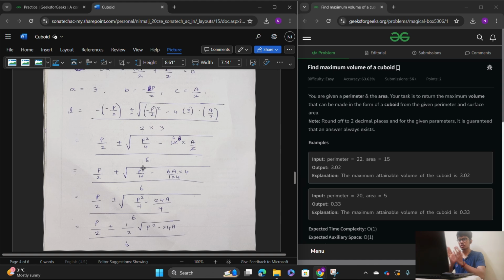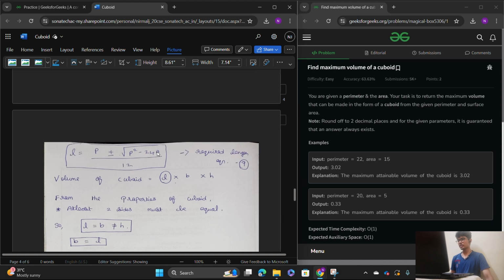Most importantly, this plus or minus is going to tell you whether the volume is going to be maximum or minimum. When I put plus, is my volume maximum, or when I put minus, is my volume maximum or minimum? For that, I'll show in my program. There is no problem in that.